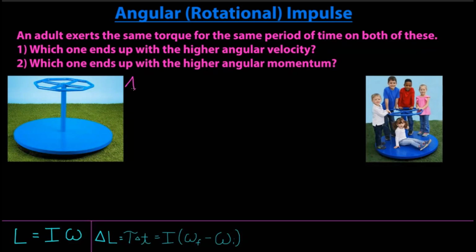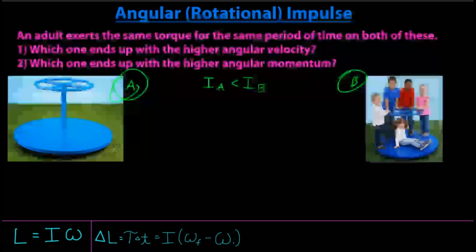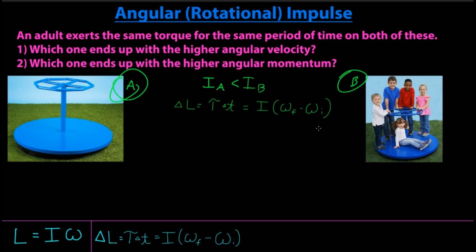For the sake of simplicity, we'll call this side A and this side B. Now, since we're talking rotationally, one of the first things we're going to notice is the moment of inertia of A is definitely smaller than the moment of inertia of B. It's the same device. B has both more mass and more mass toward the outside edge. I'm going to put up my angular impulse equation.